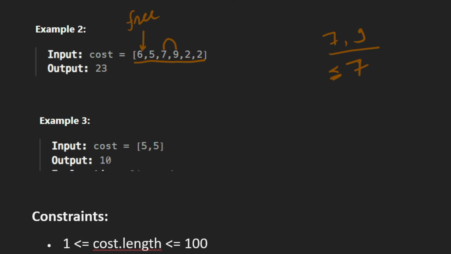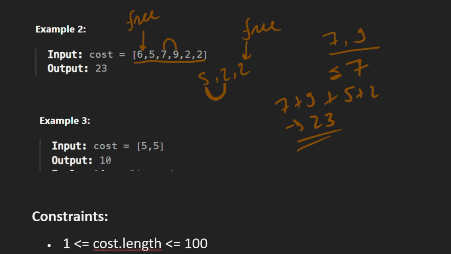Then the candies left are 5, 2 and 2. Then we buy 5 and 2 and get the other 2 as free. So our total money spent is 7 plus 9 plus 5 plus 2, right? So that is 23, right? So this is the second example.